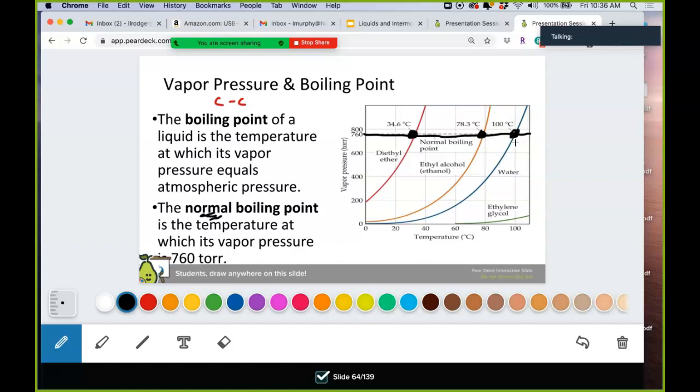Okay. So notice that the vapor pressure equaling the atmospheric pressure, right, because this says vapor pressure, is the boiling point. When the vapor pressure of the substance equals the atmospheric pressure, you are at that substance's boiling point.